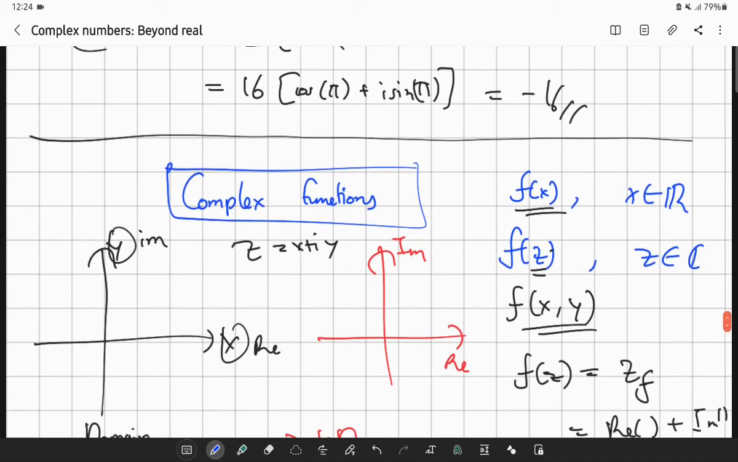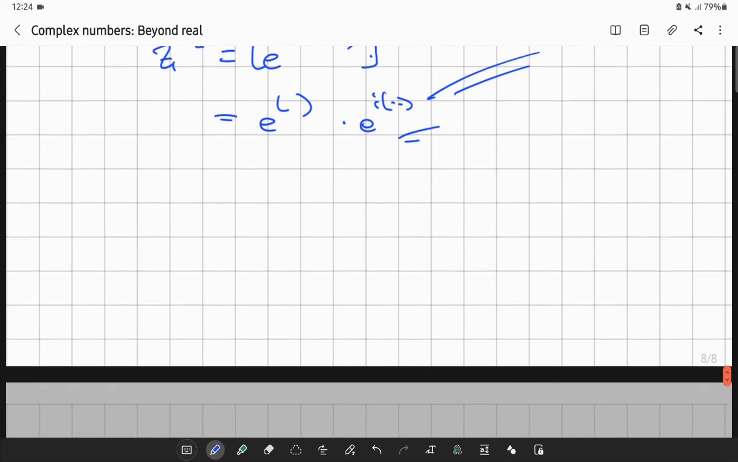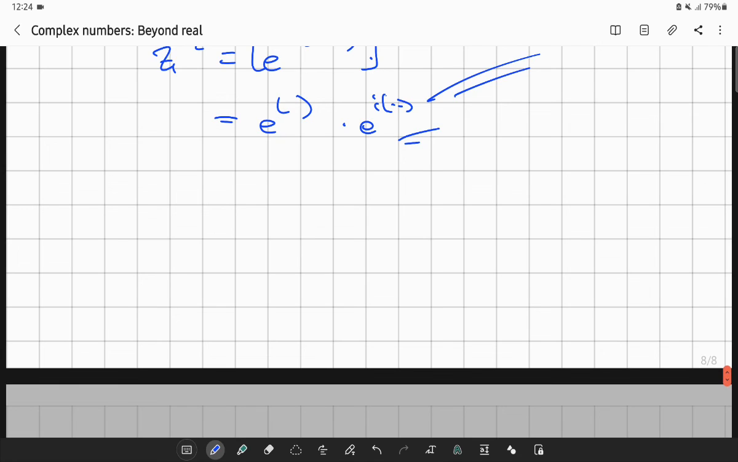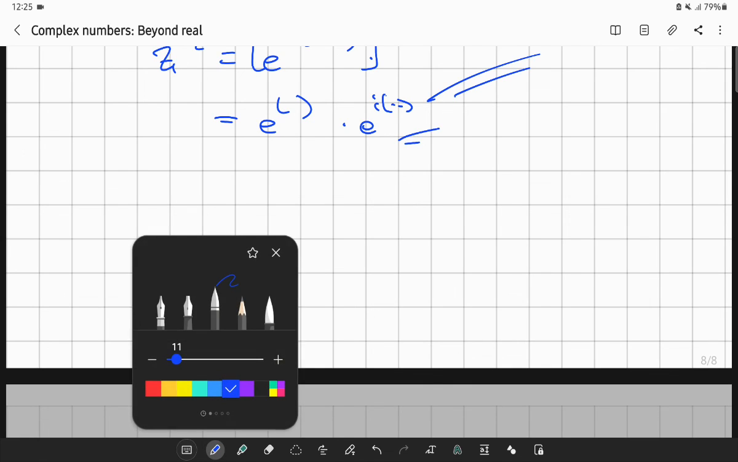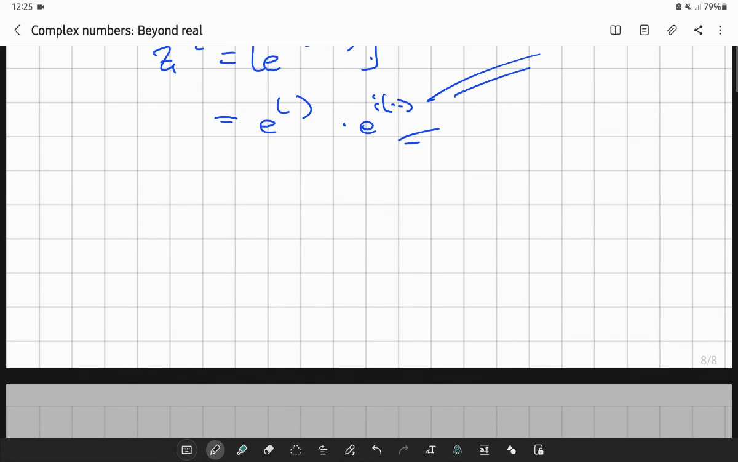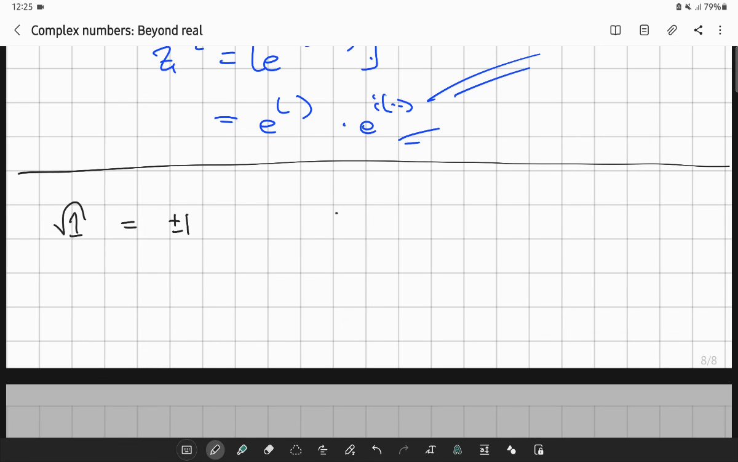So those are the complex functions that you need to be aware of. I'm not going to do an example right now. I'm going to move on to another application, and that is roots: the square roots, the nth root of unity. I have the square root of 1 is equal to what? Plus or minus 1, right? Because plus or minus 1 squared is 1. So the square root of 1 is plus or minus 1.